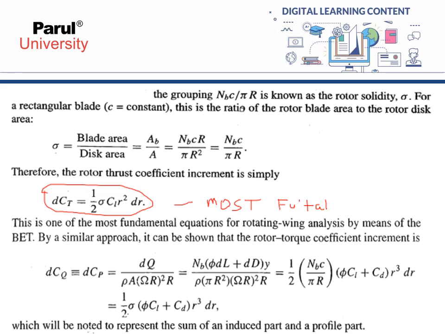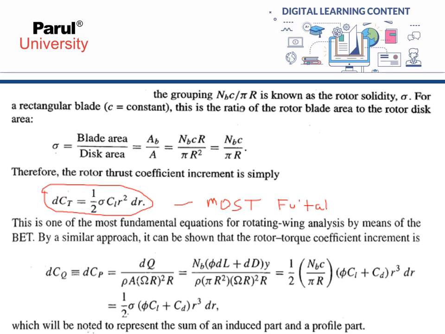Therefore, the rotor thrust coefficient increment is simply dCT is equal to 1 upon 2 sigma Cl r square into dr. This is one of the most fundamental equations for rotating wing analysis by means of the BET.